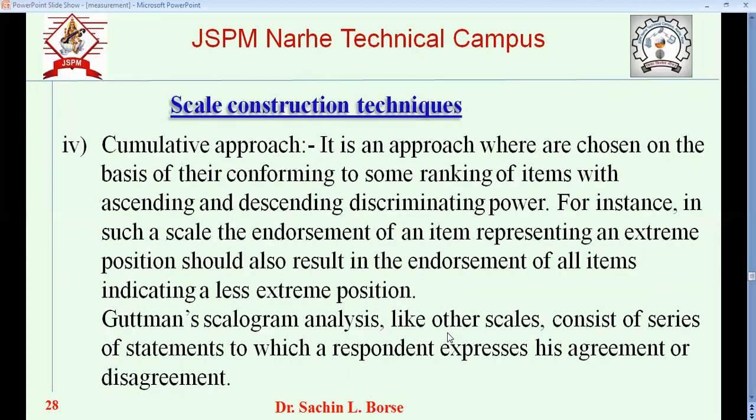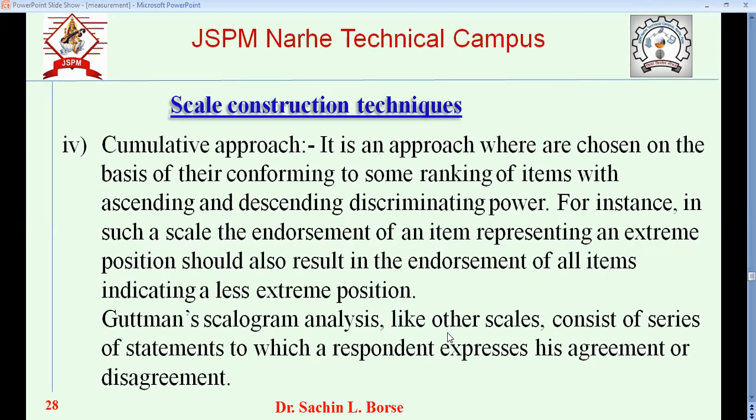Now, we saw what is called a Likert scale. It is one of the most used scale construction methods. You might have seen it many times. I also sent you examples of the Likert scale.